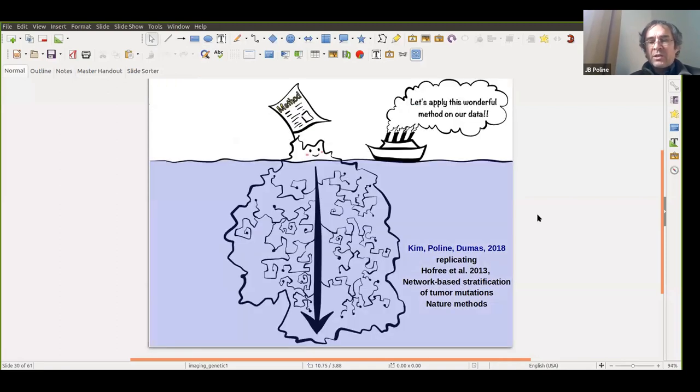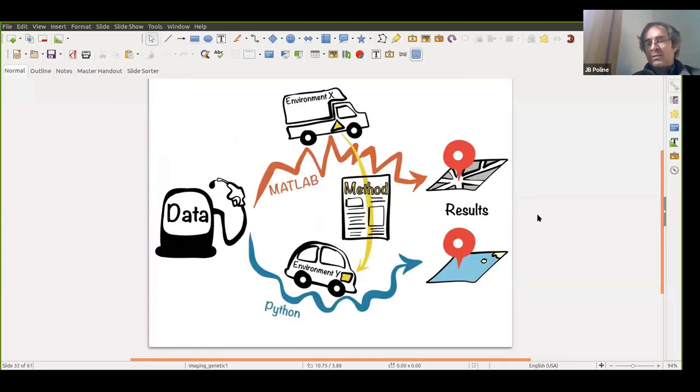Cross-platform implementation, I will skip. This is a little study that we did a couple of years ago with some of my Pasteur colleagues in Paris, but I will skip that, just to show that even giving the code and the data is probably often not enough to be able to replicate results easily.